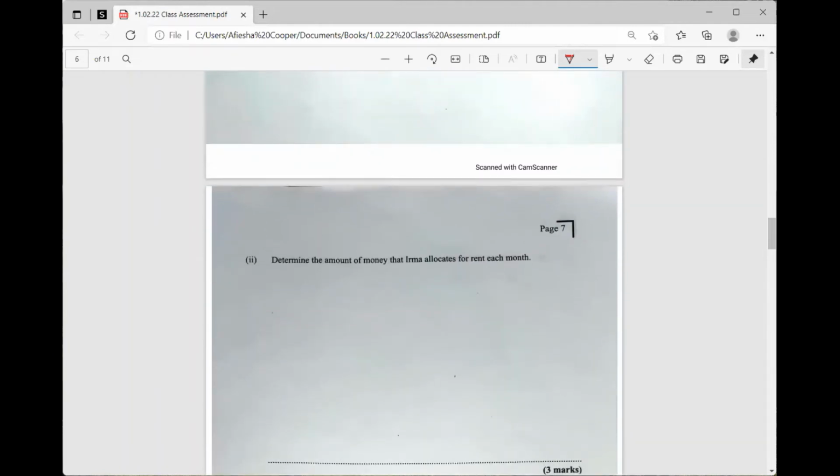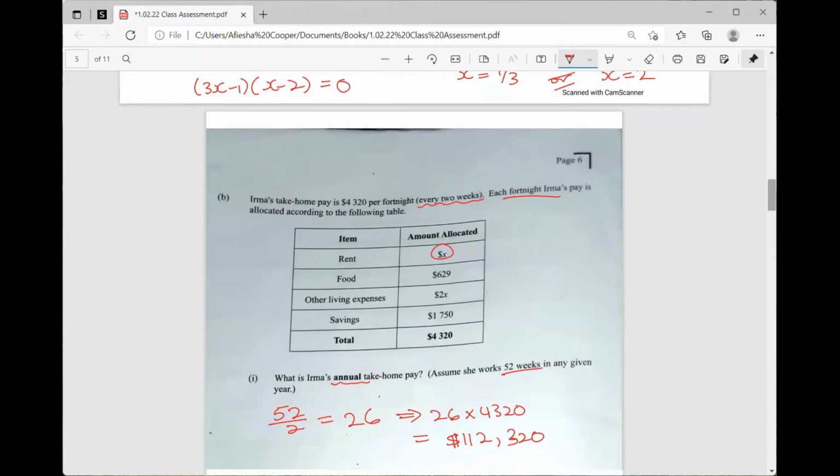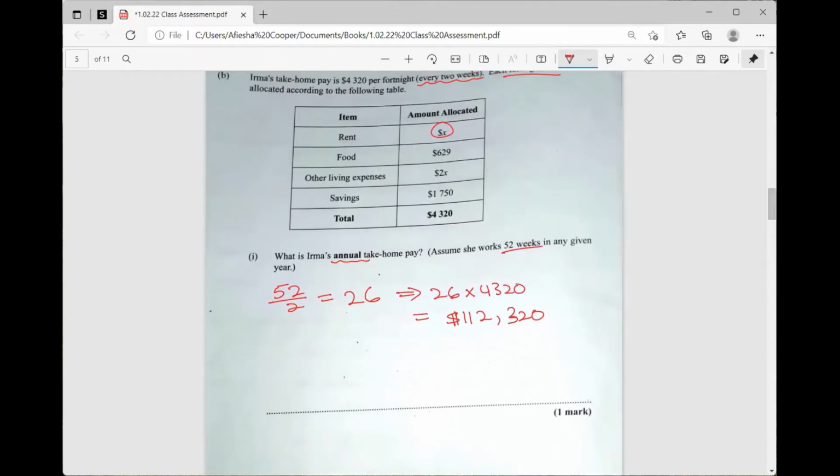Determine the amount of money that Irma allocates for rent. Rent is X amount every fortnight. So that means we have to multiply that by 2. So how do we go about finding out how much money she pays for rent? Anyone?